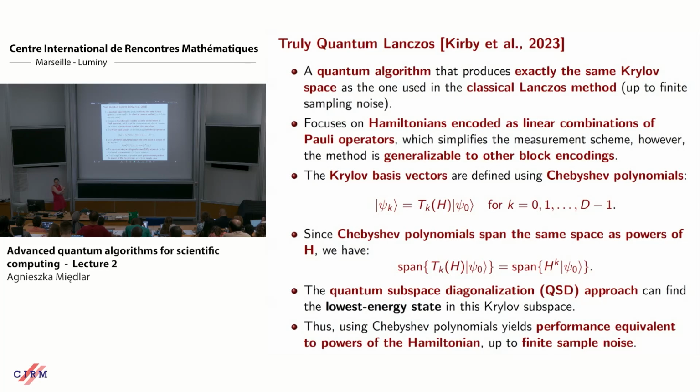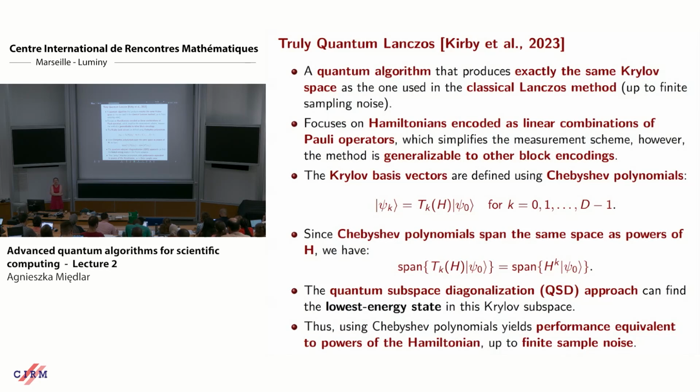The idea will be to apply it to the problem that I showed you. The Hamiltonian that we'll use will be encoded as a linear combination of Pauli operators. That's because of how you can do the implementation of the matrix entries and so on. However, you can generalize this method to other block encodings. You can take other Hamiltonians and use block encodings, because the method is basically based on block encoding. If you have access to a block encoding, then you incorporate it in the algorithm.